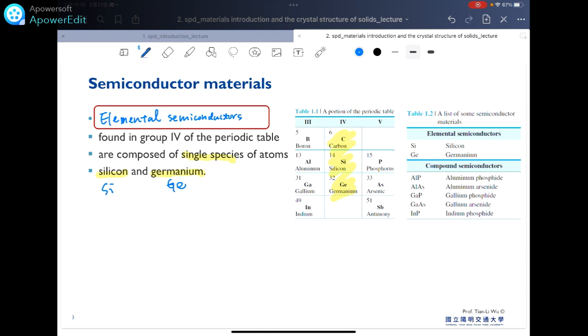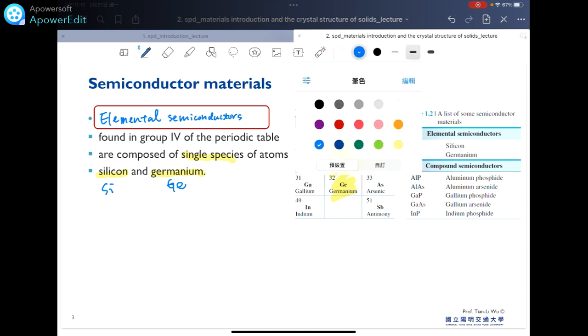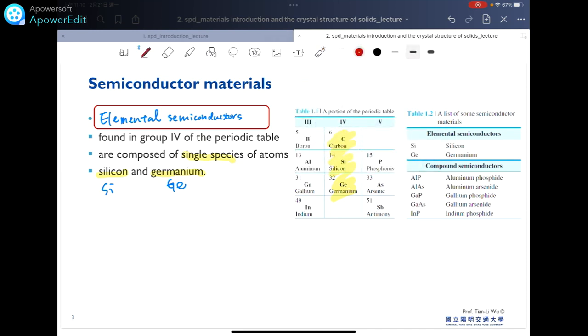Also, if we look at the periodic table here, we can find that there's not only group 4, but also group 3 and group 5 here. So we make the semiconductor combined with group 3 and group 5. This is how we call this a compound semiconductor.